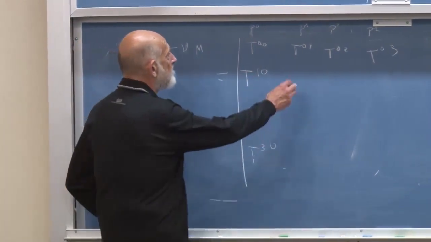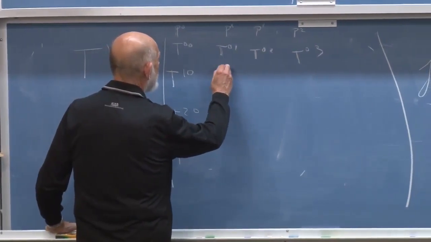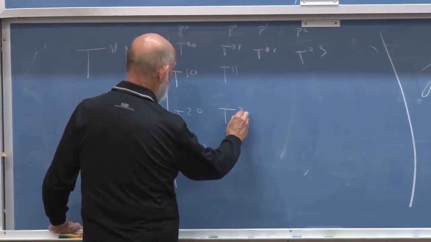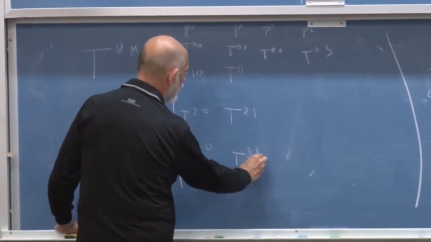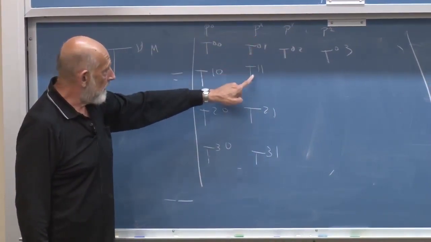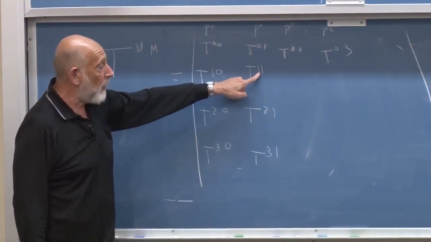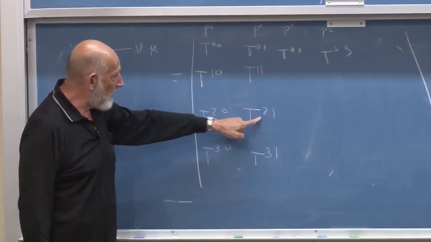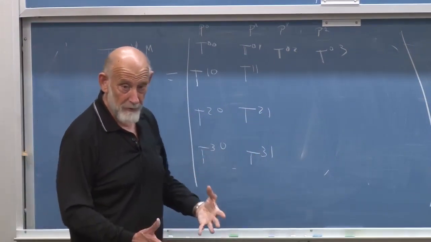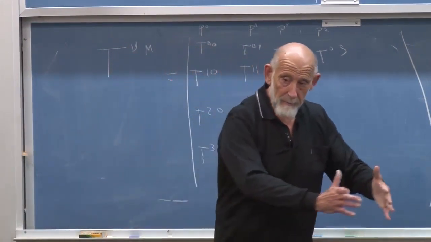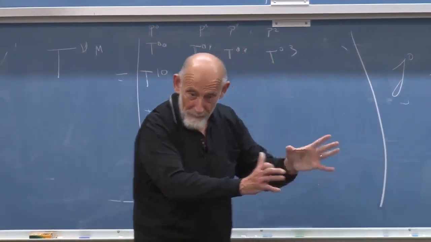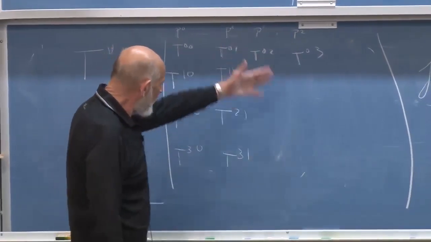Then we come over here. T11, T21, T31. This is the density of x component of momentum. This is the x flux of the x momentum, the y flux of the x momentum, and the z flux of the x momentum. What does it mean, the z flux and the y flux? It means the amount of x momentum that's passing through a window oriented in the y direction. Okay, so it's a little tricky.